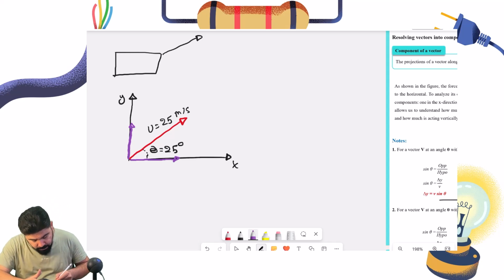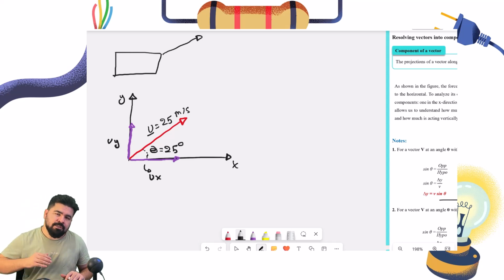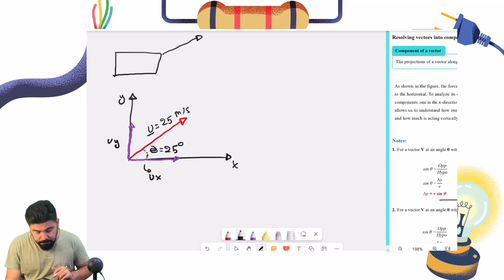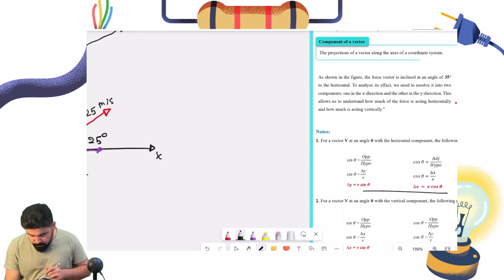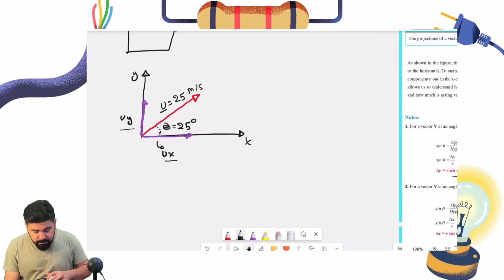Now, I'm going to call this Vx. Why did I say V? Because we are talking about velocity, guys. Then I'm going to say this is Vy. Now, how can we find Vx, because we don't have them? And how can we find Vy too? It's very easy. This here, you see, is just basically what I'm going to explain.